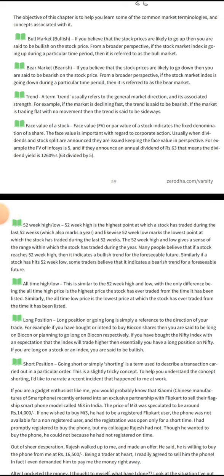Another one is 52-week high or low. 52-week high is the highest point at which a stock has traded during the last 52 weeks, which also marks a year. And likewise, 52-week low marks the lowest price at which the stock has been traded during the last 52 weeks. The 52-week high and low gives a sense of the range within which the stock has traded during the year.